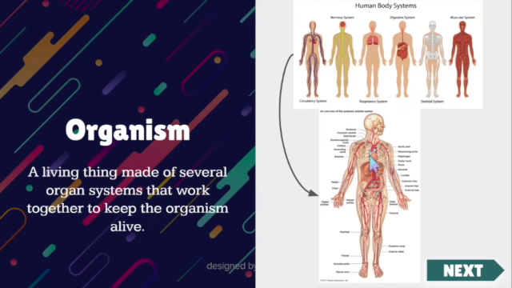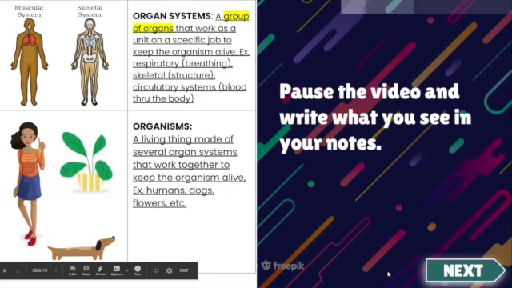So blood cells go through the heart and they also go through the lungs, and they deliver oxygen to every part of your body and take away carbon dioxide that gets breathed out. All right, so pause the video and write what you see in your notes. You need to draw at least one picture. And when you are done, press play.